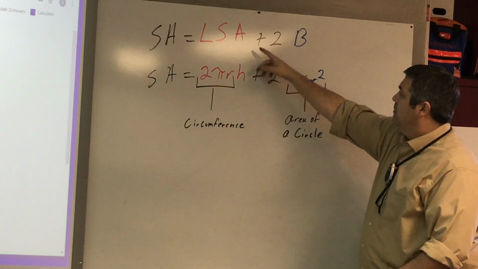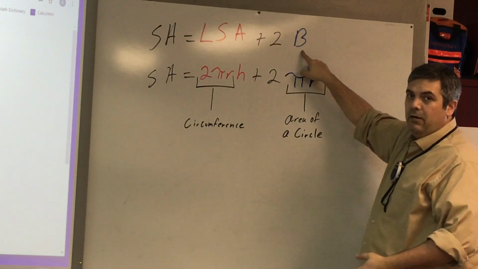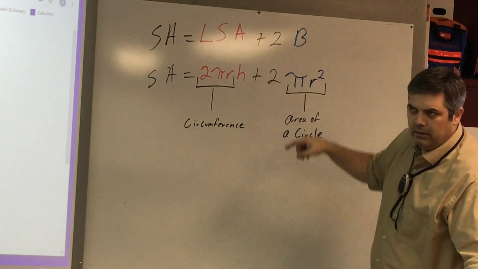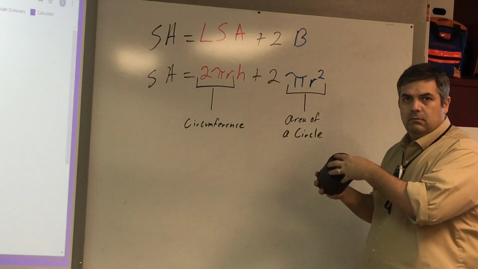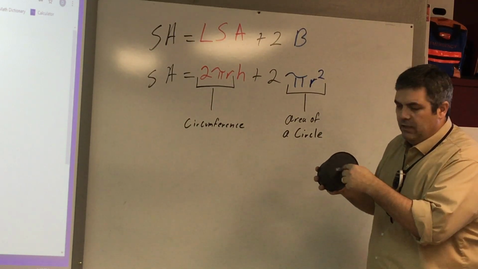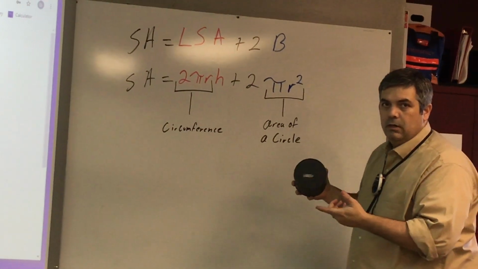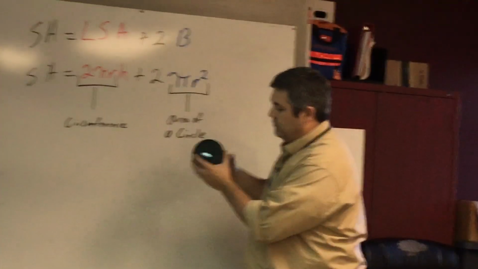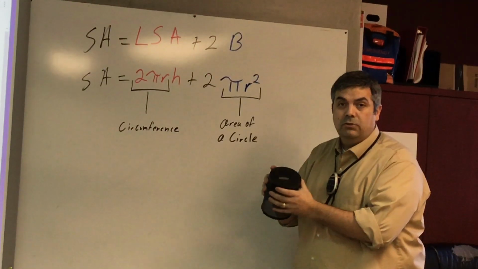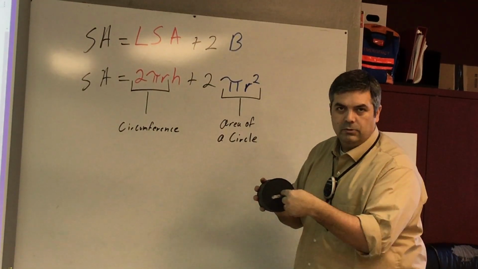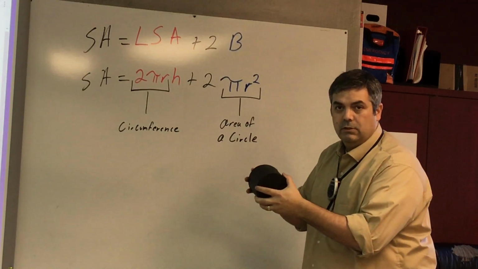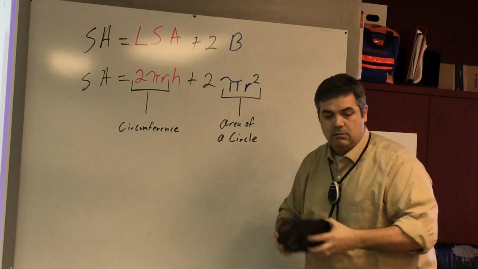And then plus 2 base area. Well, the area of the base is a circle, so you need to find the area of the circle. Okay, so we're going to find the area of the circle, and then we're going to multiply it times 2. Well, why would we multiply it times 2? Well, because there's 2 of them. There's one here, and then there's one back here too. So you have 2 bases, all right?